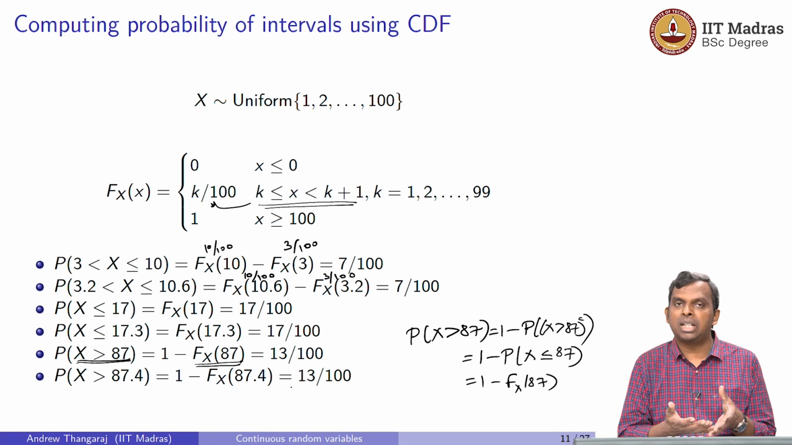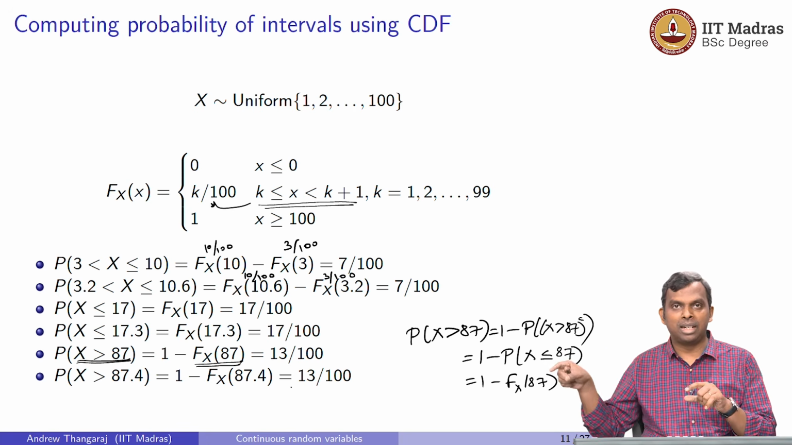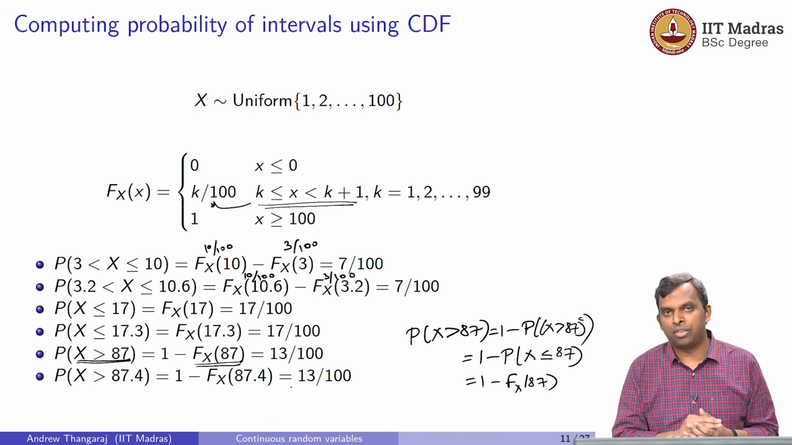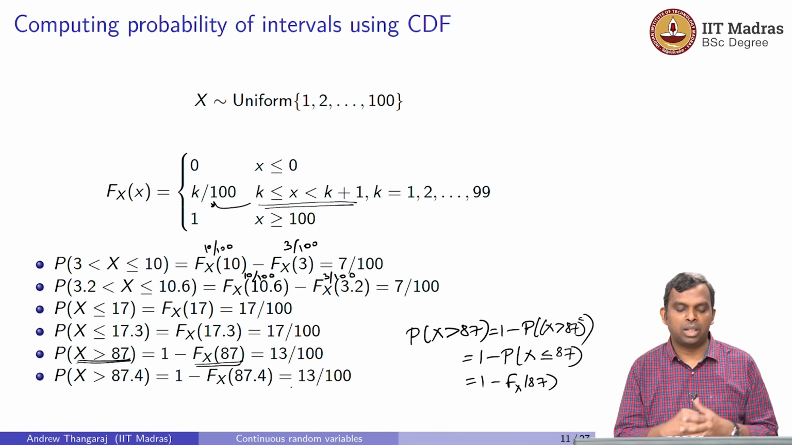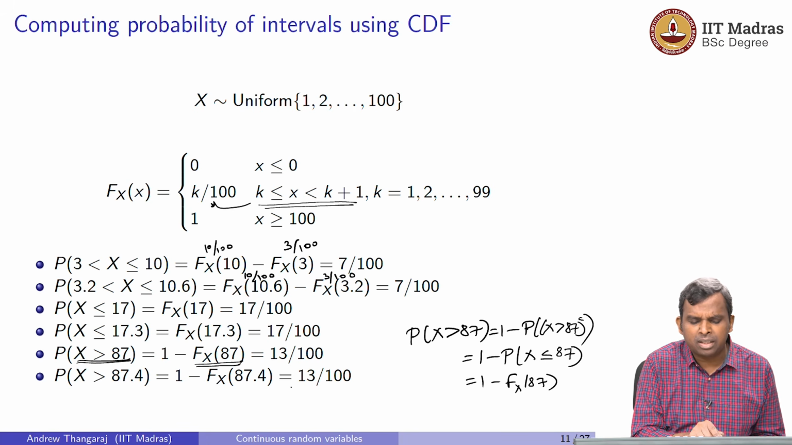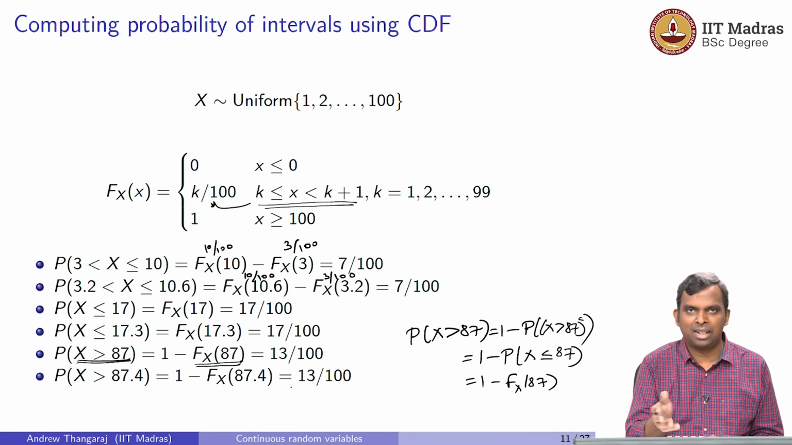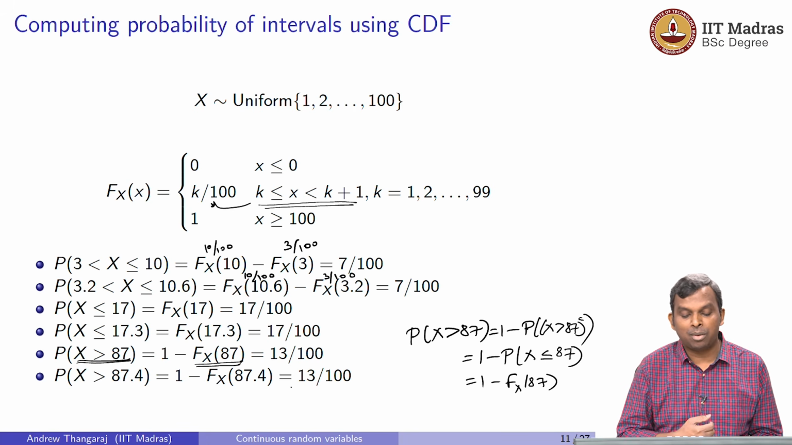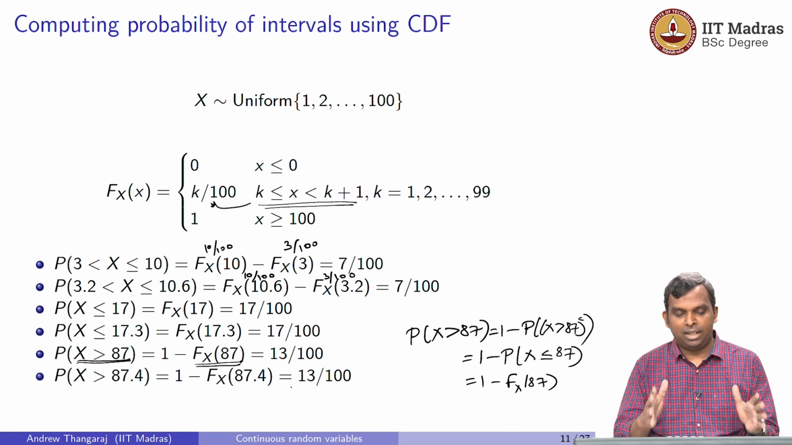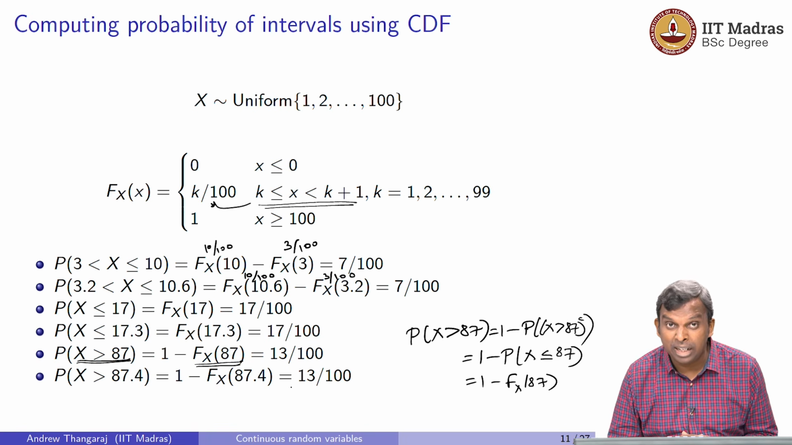So in PMF terms, you would have added a bunch of probabilities, a sum over all the values of k. In CDF, it is just the value of the CDF itself. So that's how the interval calculation is done. Once again, I want to highlight 17 and 17.3, there is no difference. So given the CDF, it doesn't change. 87 and 87.4, there is no difference. You get the same value for everything. All right. So this is computing probability of intervals using CDF.